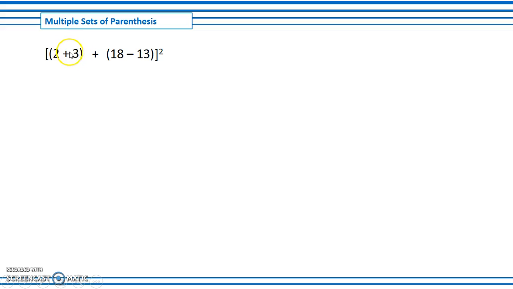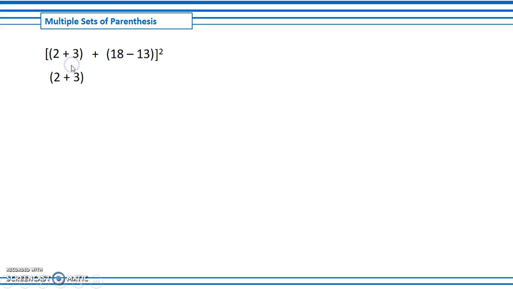For example, here we have multiple sets of parentheses. We have the brackets, and then we have parentheses on the inside. When you see an equation like this, or in this case it's an expression, you're going to start inside and work out. So we're going to look at the 2 plus 3 and the 18 minus 13 first before we go to the outside brackets.